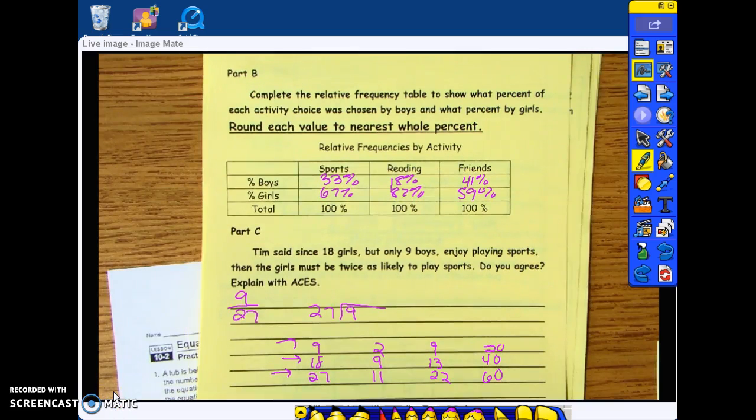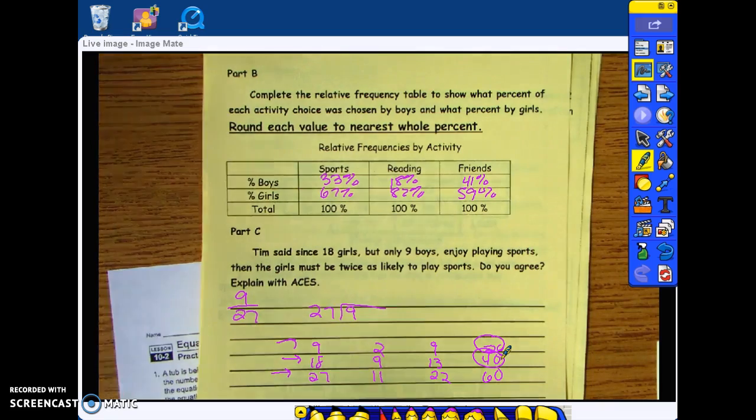Alright, when we look at this, we have a total of 20 boys and a total of 20 girls. We did not survey the same amount of girls versus boys. So Tim is wrong because Tim cannot say that the girls are twice as likely, considering he did not survey the same amount of boys and girls.